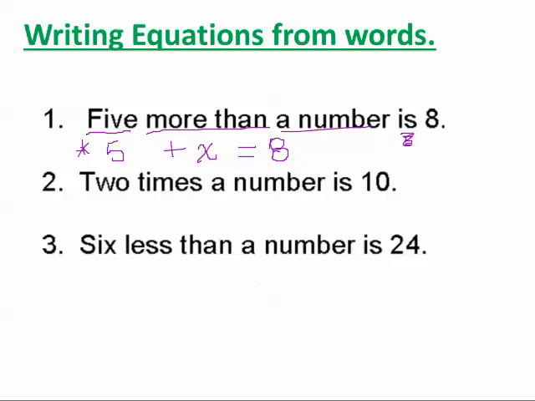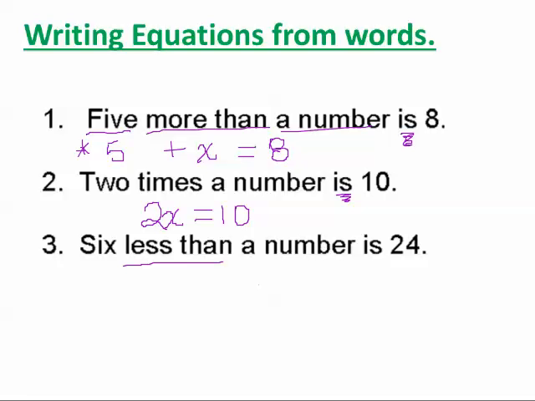Number 2: 2 times a number is 10. The easiest way to write 2 times a number is simply to write 2x. Again, the word "is" is our equal sign, the same as 10. So you could have written other things for 2 times, but the simplest, best way is the way I've written it here.